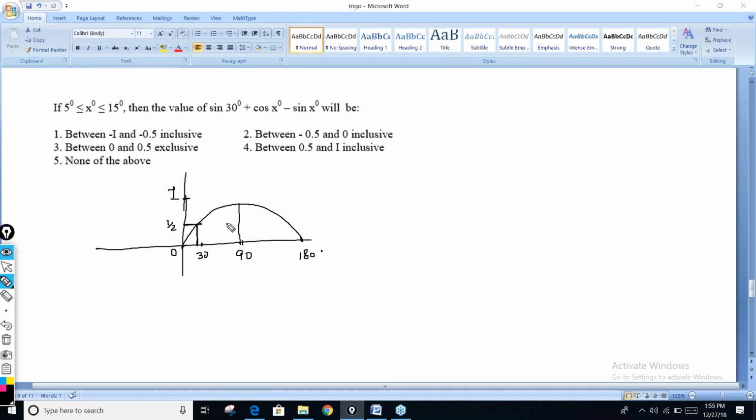And what is the graph of cos? Cos 0 is 1 and cos 90 is 0. So the graph works like this. There is a cos graph.